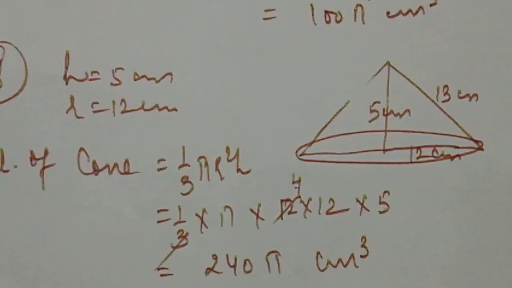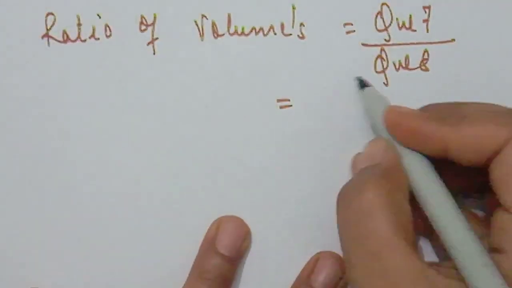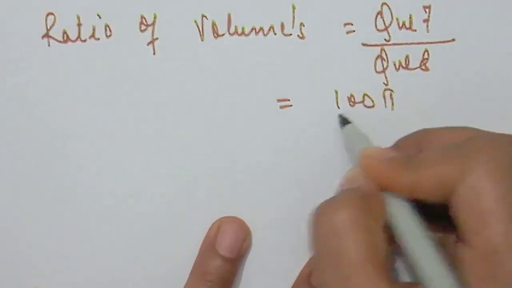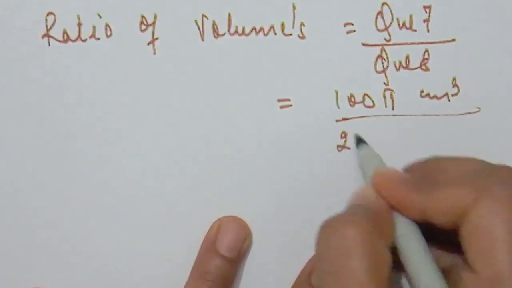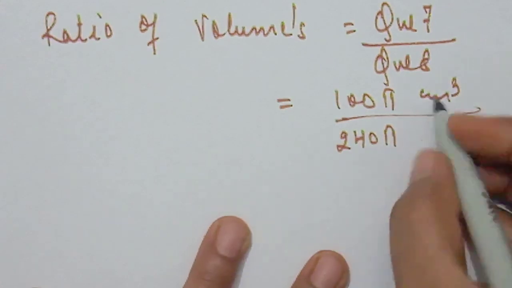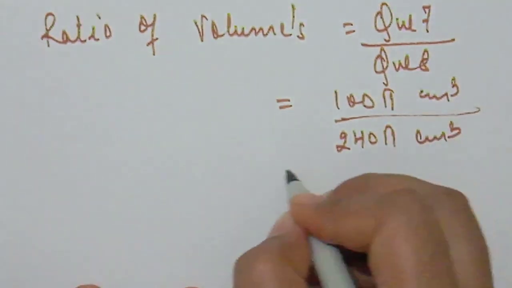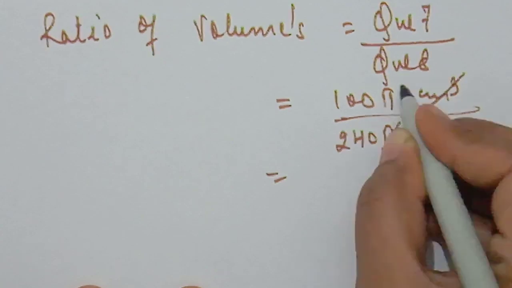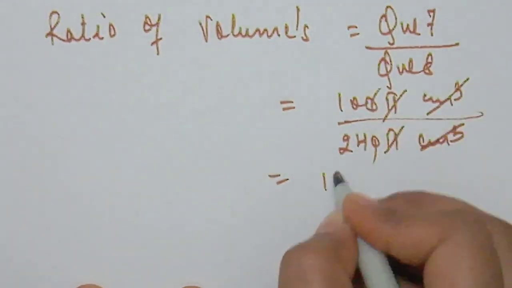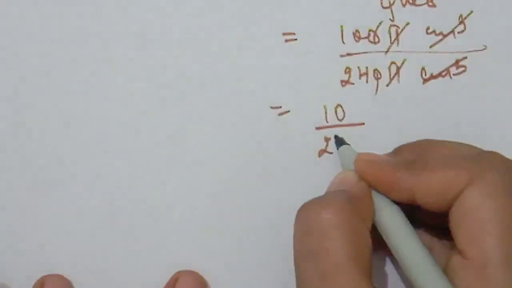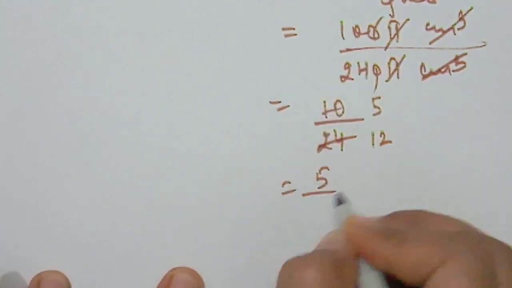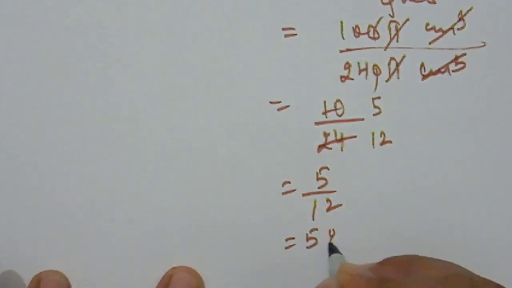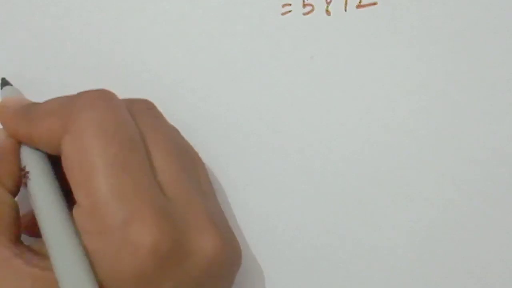Now the ratio. In question number 7, the answer was 100 pi centimeter cube, and in question number 8 it is 240 pi centimeter cube. So pi is cancelled with pi, 0 is cancelled with 0, then it is 10/24. Now we will solve again with division, and it is 5/12. Now students, this is question number 7 and 8.